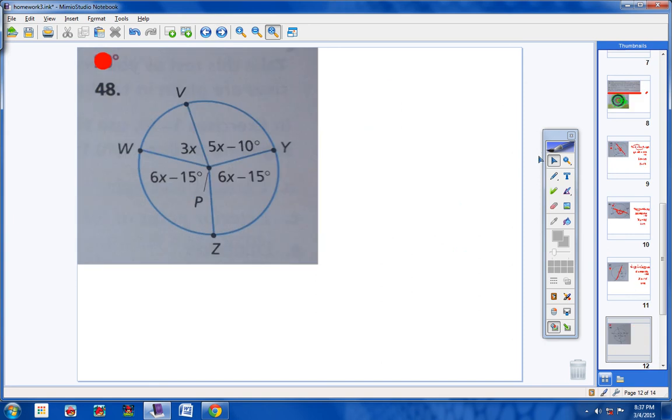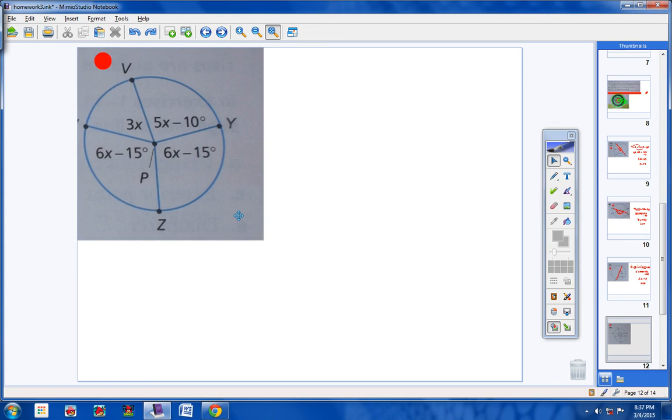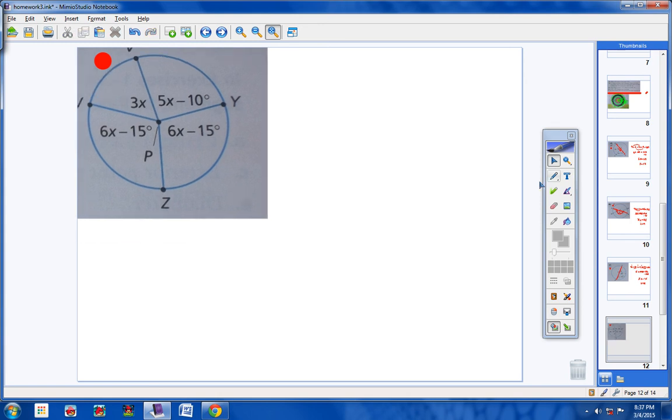Now here we have no diameter. This line is not a straight line. It's twisted right there. None of these lines are a diameter. But what I do have is all of these angles adding up to 360. So I'm gonna create a little bit of room here. I'm gonna slide this up here and get a little more room for a big equation. So I have 3x plus 5x minus 10 plus 6x minus 15 plus 6x minus 15. And all of that should equal 360. So I've added up all the angles in the entire figure, and that should be 360.